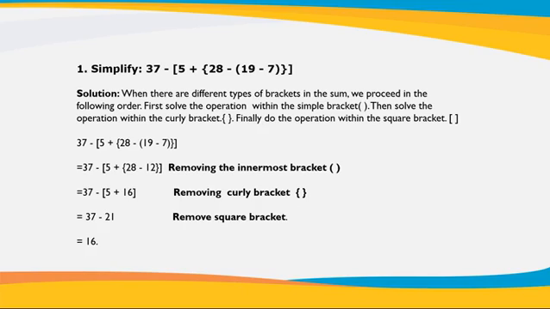Now next step, see the number inside the square bracket. 5 plus 16. Add 5 plus 16, you get 21. So in this step you write 37 minus 21. And the next step is you subtract 37 minus 21, you get the answer as 16. So this is the way you can do a simplification sum.